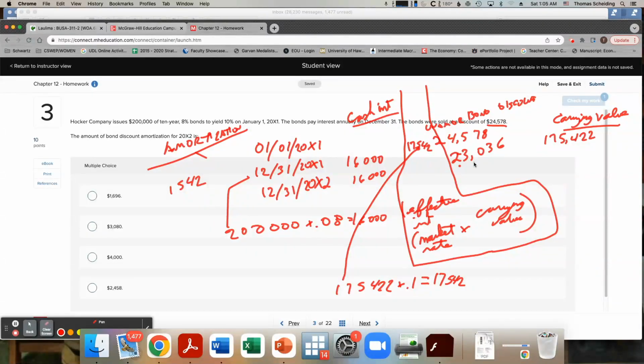The carrying value will go up from 175,422. It's going to go up by 1542. So now it's going to be 176,964. That's going to be important because that's going to give us our effective interest right here. 0.1 times 176,964. That's going to be 17,696. And the difference between 17,696 and 16,000 is 1696.